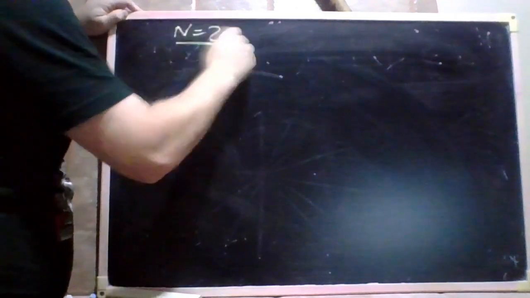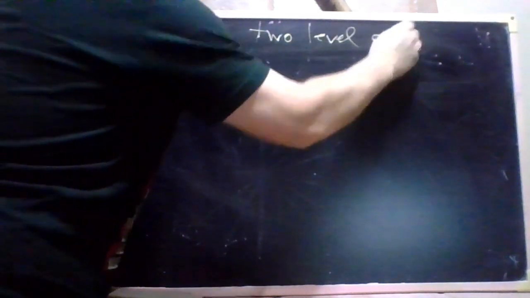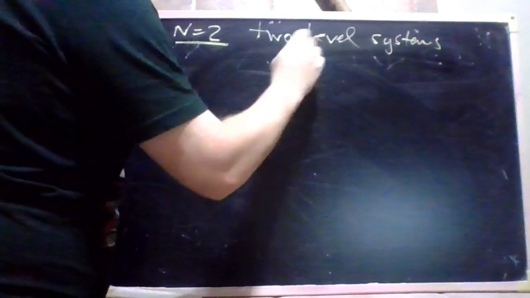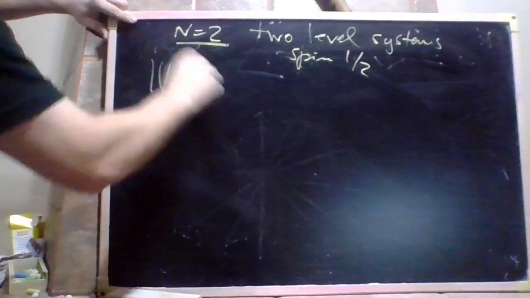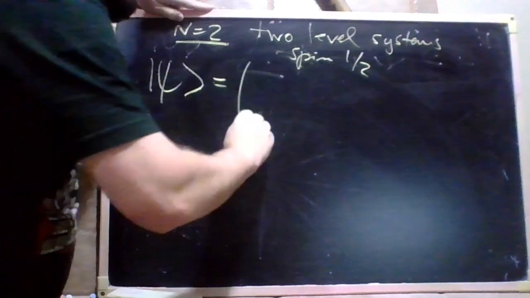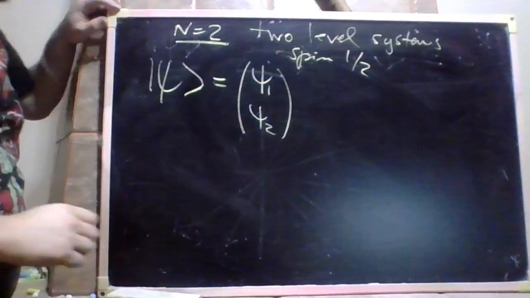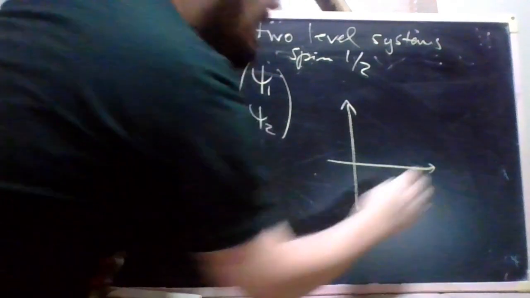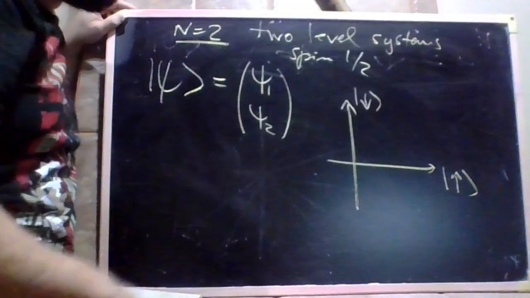So in Hilbert space, in this case, let's do some example here. Suppose you have n equals 2. It corresponds to two-level systems. Spin half. Your physical system, a particle, you are describing the spin of the particle, will be represented by a vector with two components. A Hilbert space will have two directions, which is up and down, or level one, level two. You can name it whatever you want.